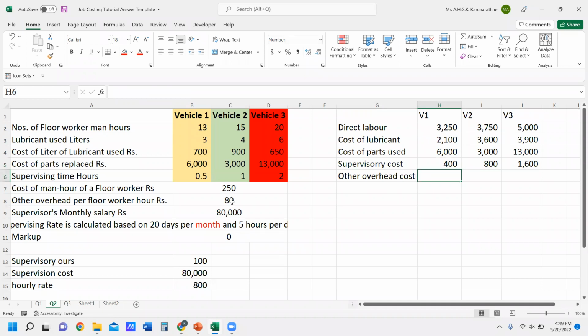Other overhead cost is 80 rupees per labor hour. This is the labor hour. For Vehicle 1 we have used 13 hours of labor. Then for every labor hour, this much of overhead cost should be incurred.